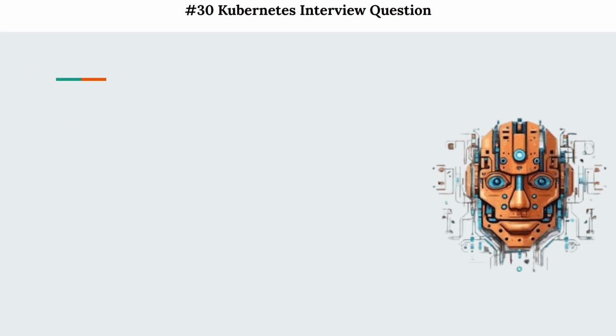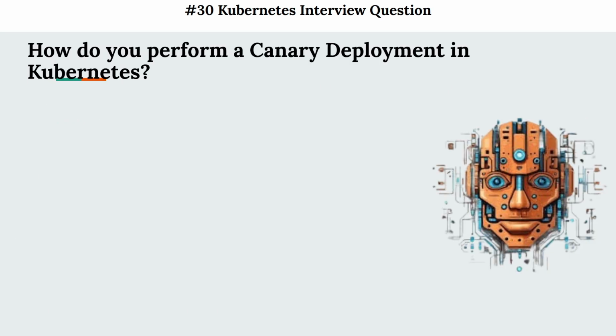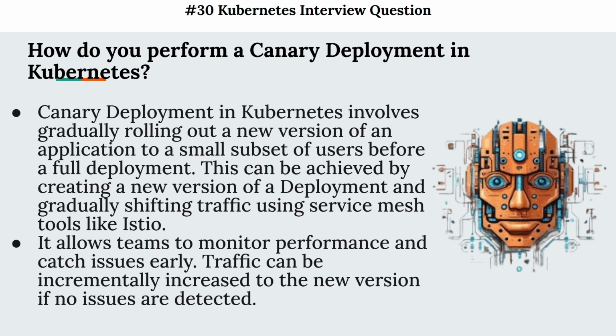Let's move to the 30th question. How do you perform a canary deployment in Kubernetes? Let's see the answer. Canary deployment in Kubernetes involves gradually rolling out a new version of an application to a small subset of users before a full deployment.